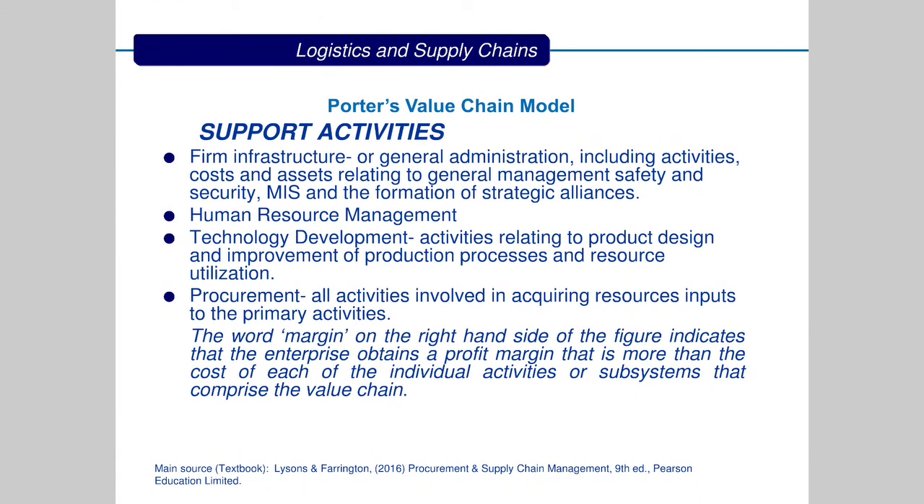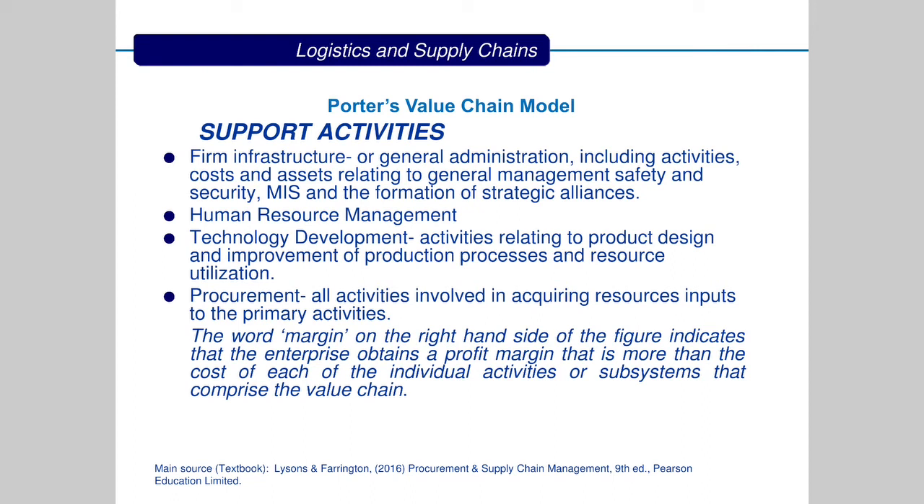Now we talk about the support activities. We have already discussed the primary activities, and here the support activities. Without proper support, primary activities may not happen well. So what do primary activities need in order to be successful? That is defined by support activities, and the four support activities are firm infrastructure, human resource management, technology development, and procurement.